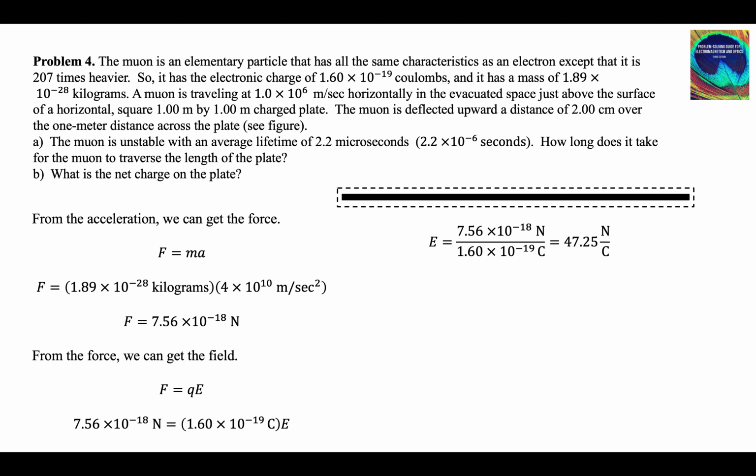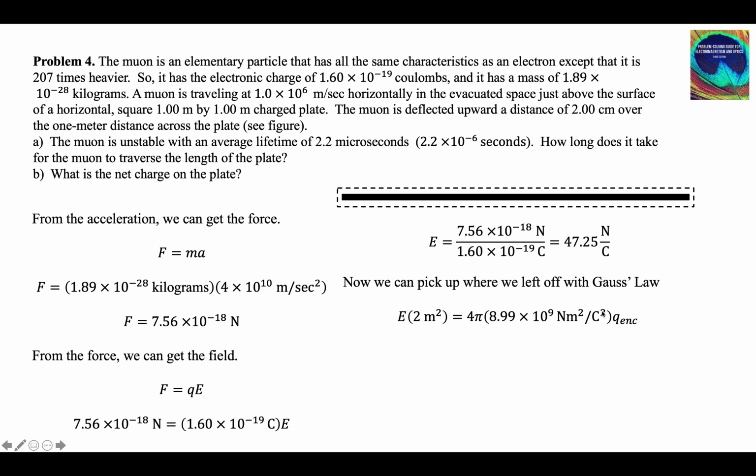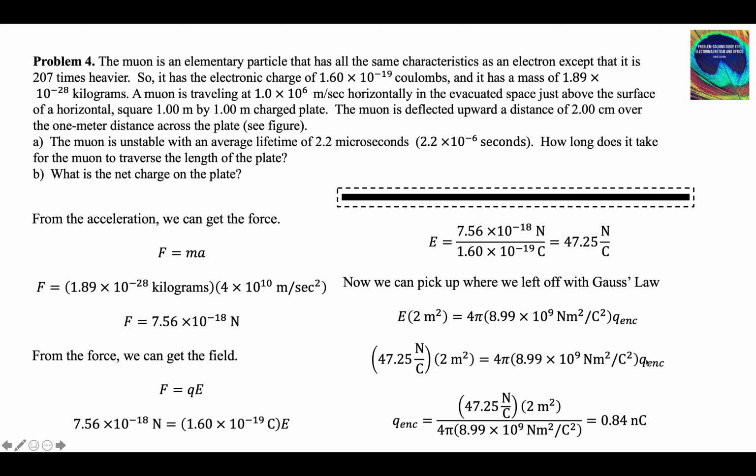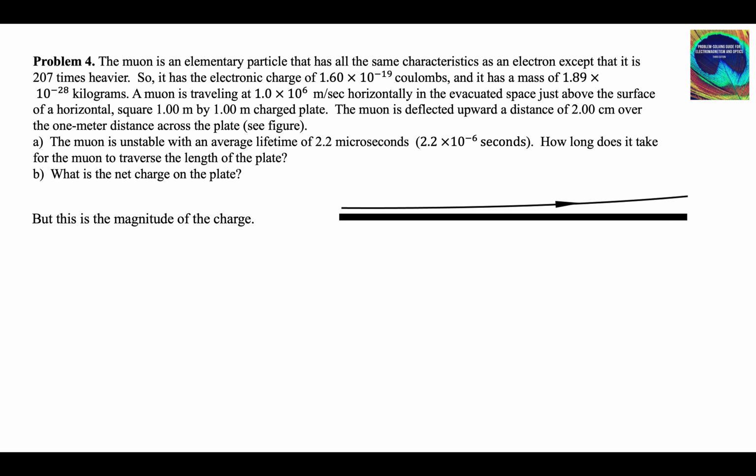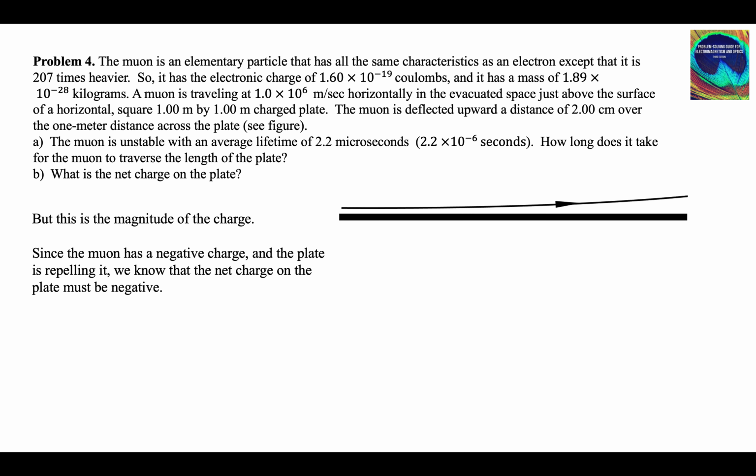Now, if you remember, we got stuck on Gauss's law because we had two unknowns, but now we have the field. So now we can stick it in and solve for Q enclosed. E dot A, 4 pi k Q enclosed. Q enclosed is 0.84 nanocoulombs, but this is just the magnitude of the charge. The muon has a negative charge, and the plate's repelling it. Like charges repel, so the plate must have a negative charge. So we simply say the net charge on the plate is minus 0.84 nanocoulombs. That's problem 4 from exam 1 in module 2.